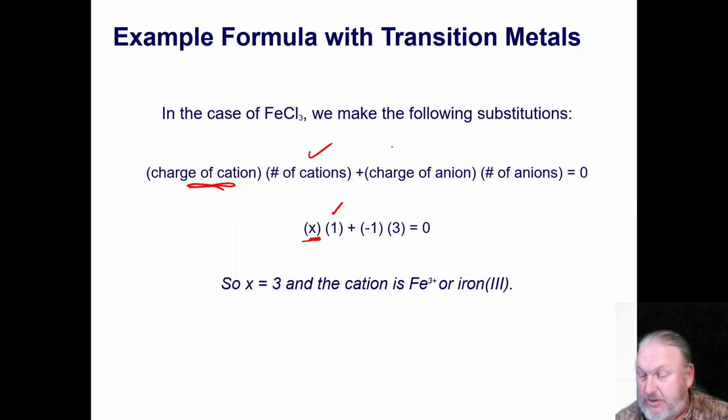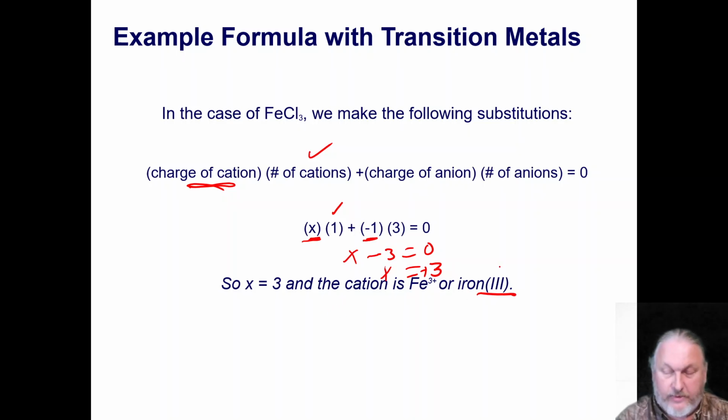All right. The charge on chlorine. Well, that's pretty easy. I look at the periodic table. It's in group 17. I know that it's going to be -1. I've got 3 chlorine, so that's going to be X plus -3 equals 0. So if I solve for X, X minus 3 equals 0. Solve for X, that's going to be plus 3. So X is equal to 3. So that means that the cation is Fe plus 3, or we would write iron Roman numeral 3.